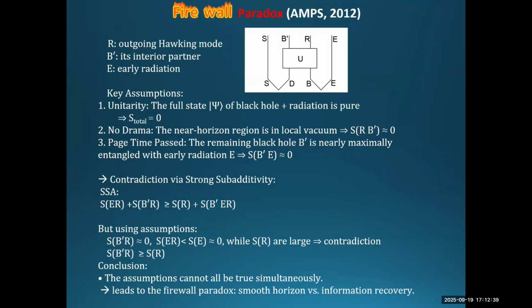So, after this, there is no firewall. There is just contradiction. And they argue that you can give up number two. And that means this entropy is large. This entropy can be large. Then the horizon is hot.